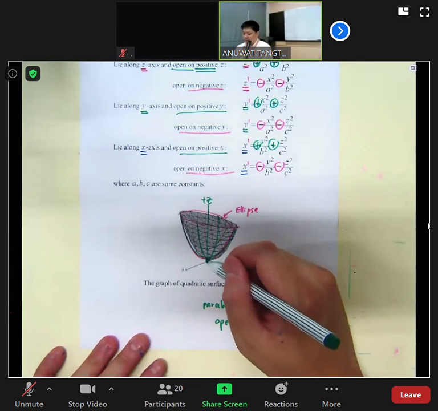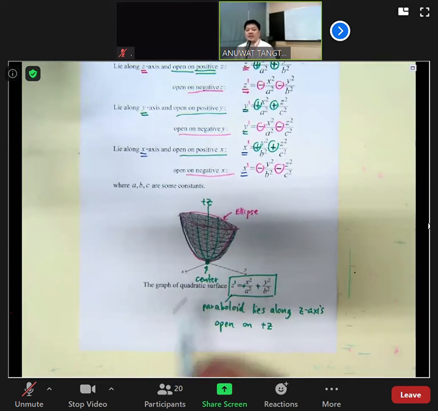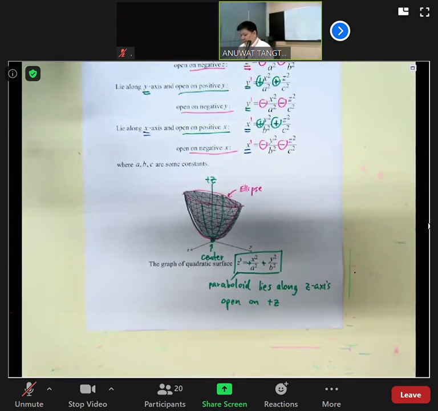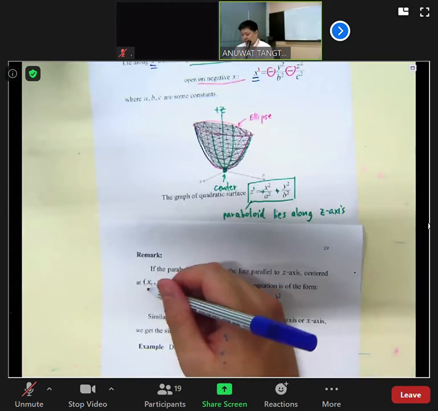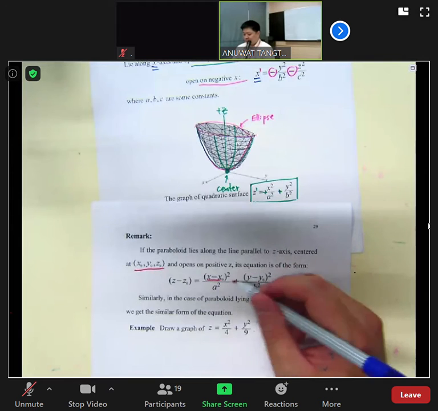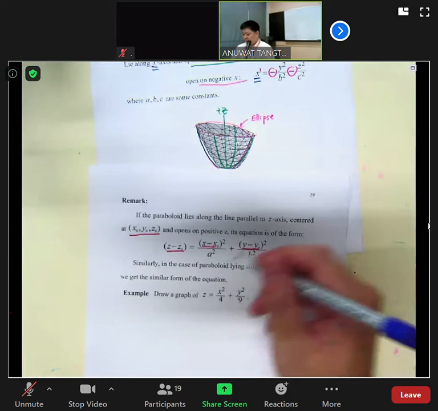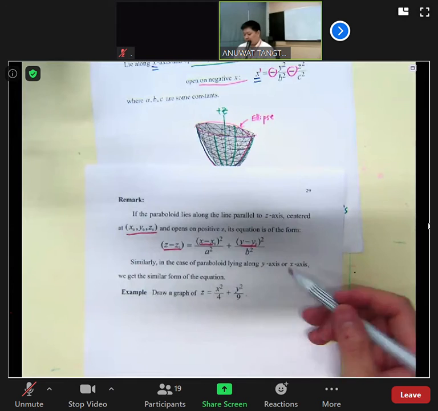And the bottom here is called the center. This picture has center 0, 0, 0. Similarly, the paraboloid can move its center to x0, y0, z0. What we can do is replace x by x minus x0, y by y minus y0, and z by z minus z0. That is the way we can move the center of the paraboloid.